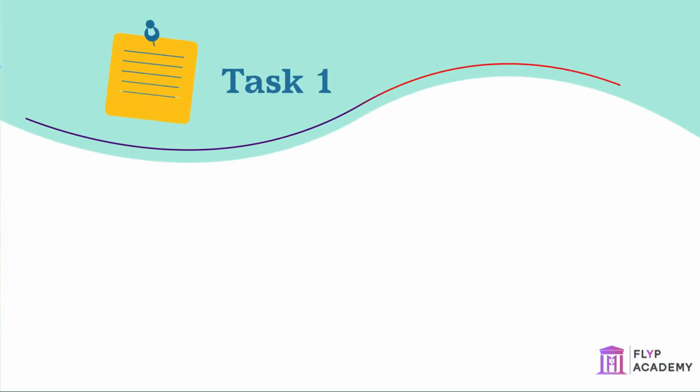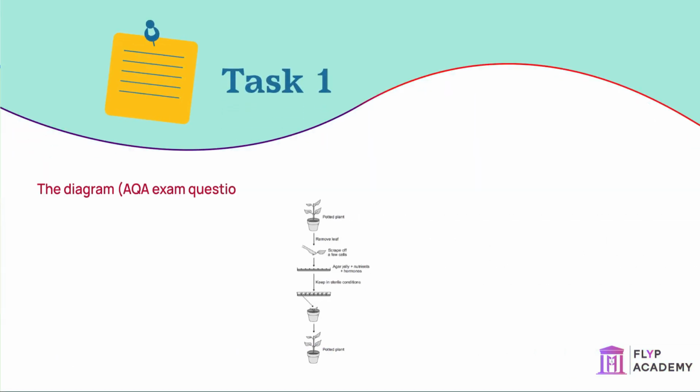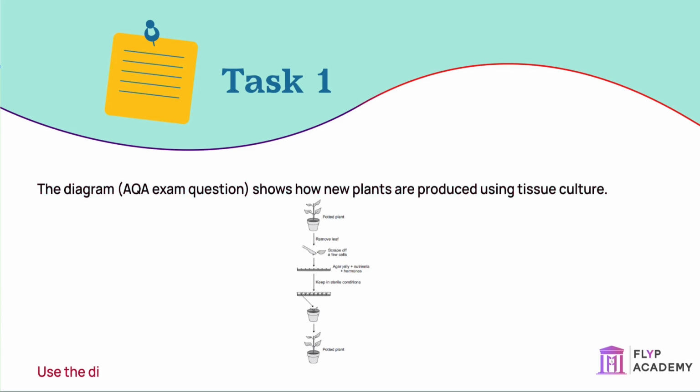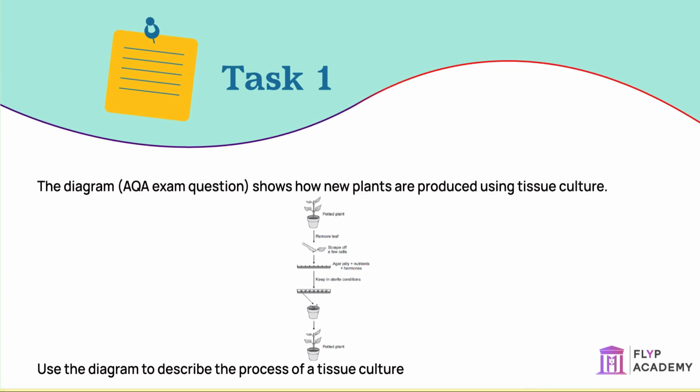Task: the diagram, from an AQA exam question, shows how new plants are produced using tissue culture. Use the diagram to describe the process of tissue culture. Some cells are scraped from the parent plant's leaves. These cells are placed in nutrient-rich agar jelly that also contains plant hormones. The cells grow into tiny plants, and once they are large enough, they are planted in soil.